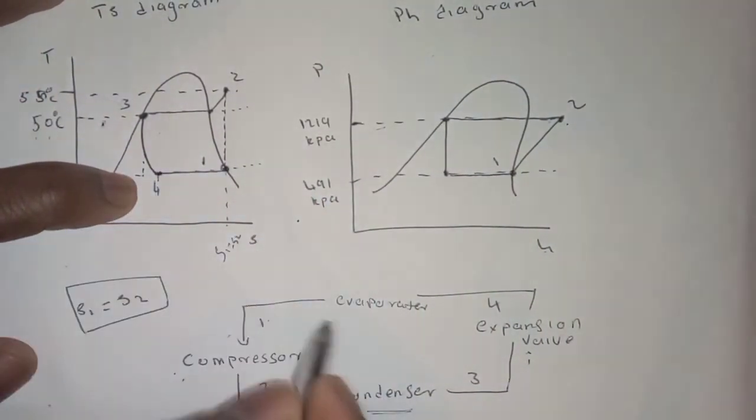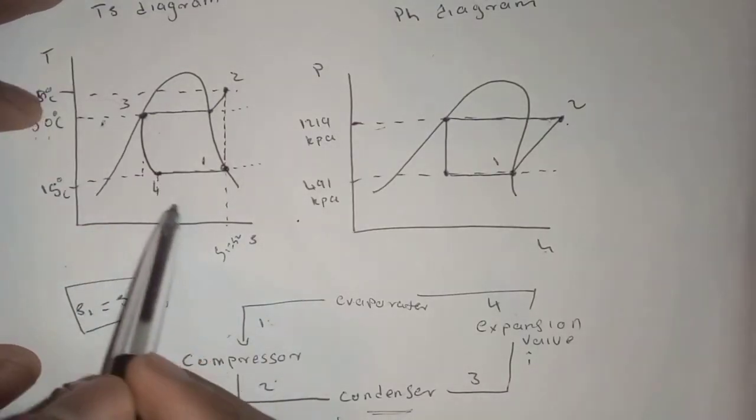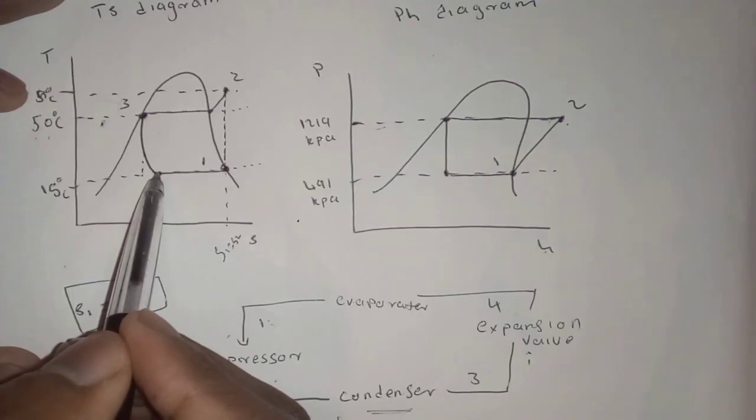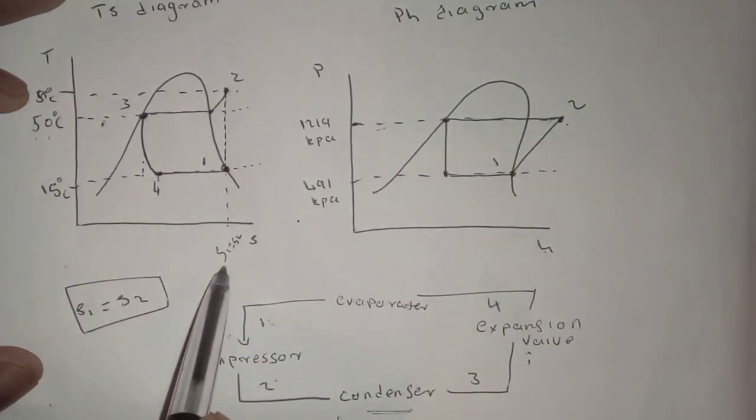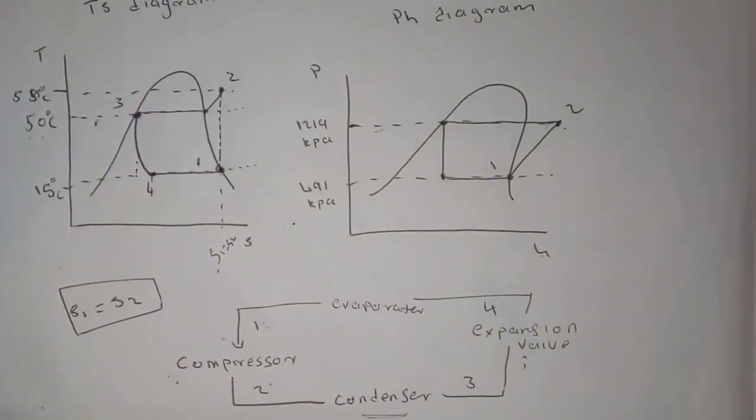From 4 to 1, that is during the evaporator. Heat is absorbed, meaning the entropy will increase and the enthalpy will also increase since we are adding heat energy to the refrigerant. And that's how we represent the information on these two graphs. We have the TS diagram and the pH diagram. And that's all I had for this video. I will see you in the next video.